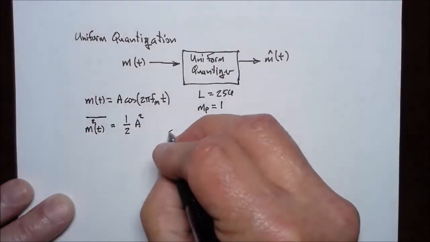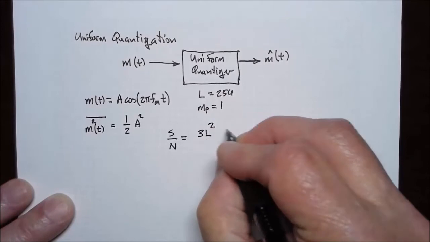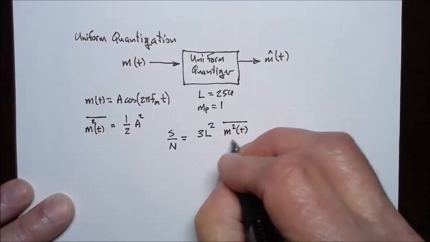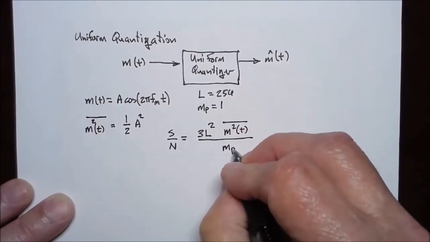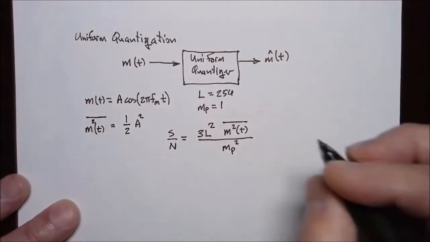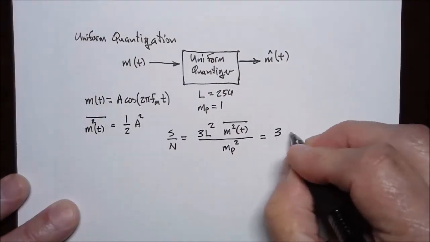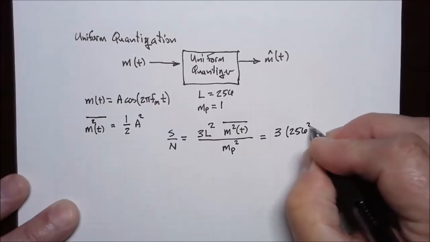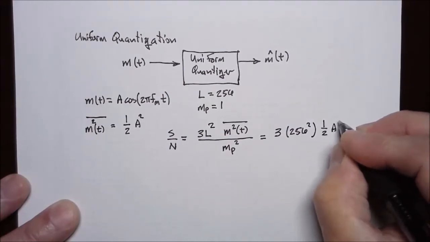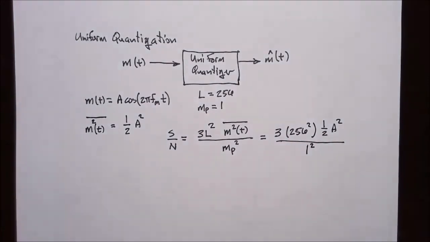The signal to noise ratio is going to be equal to 3 times L squared times the message signal power divided by the peak range of the quantizer squared. And in our example, that's going to be 3 times 256 squared. The average power is going to be 1/2 A squared, and then divide by m_p squared, which is 1 squared.